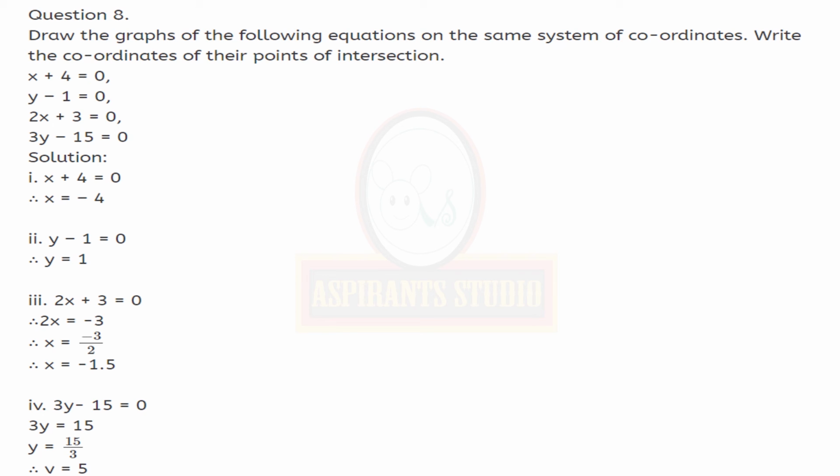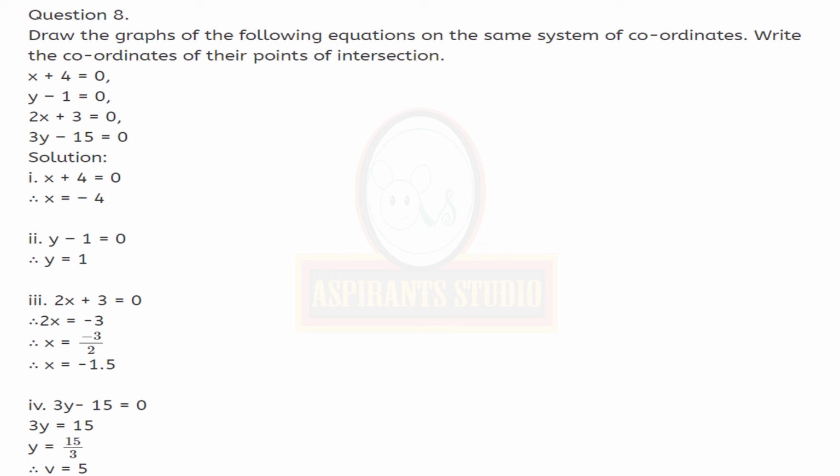Question number 8. Draw the graphs of the following equations on the same system of coordinates. Write the coordinates of their points of intersection. 4 questions are there. See the first one. x plus 4 is equal to 0. Therefore x is equal to minus 4. Second one. y minus 1 is equal to 0. Therefore y is equal to 1.